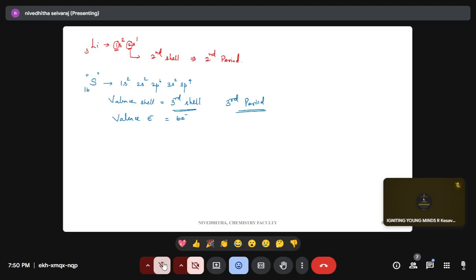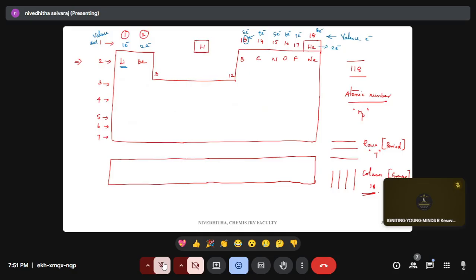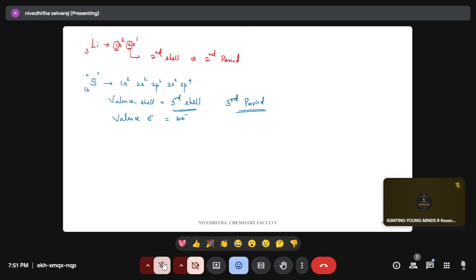From the valence electrons, we can guess the group number. From the group number, we can guess the valence electrons. So, what is the group number of sulfur? Since the valence electron count is 6, the group number will be 16. So, this is the oxygen family. Period number represents the valency shell and group number represents the valency electrons.